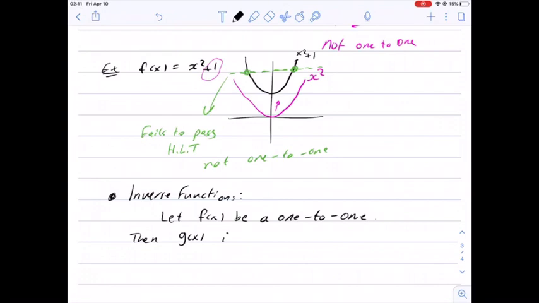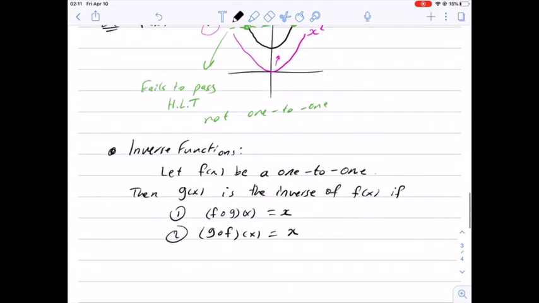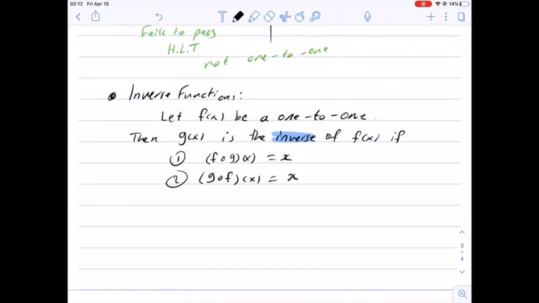Then g of x, another function, is the inverse of f of x if the following two conditions are satisfied. f compose g of x is equal to the identity, x, and g compose f of x gives x. If those two conditions are satisfied, then we say that g is the inverse of f. Now let's take an example.